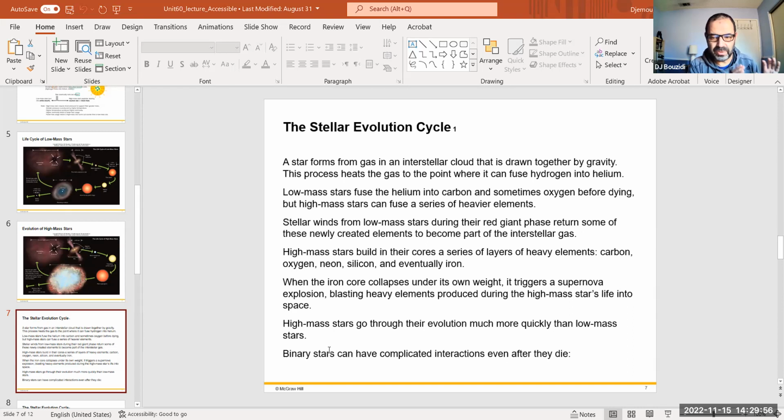The whole description that we have discussed up to this point is for a star that is by itself, which represents about half the stars out there.